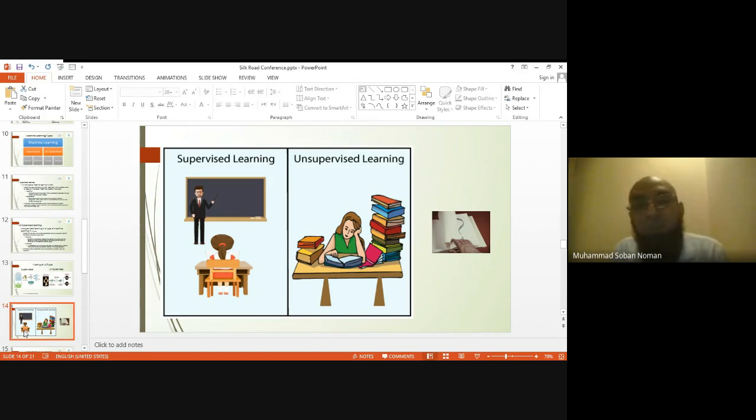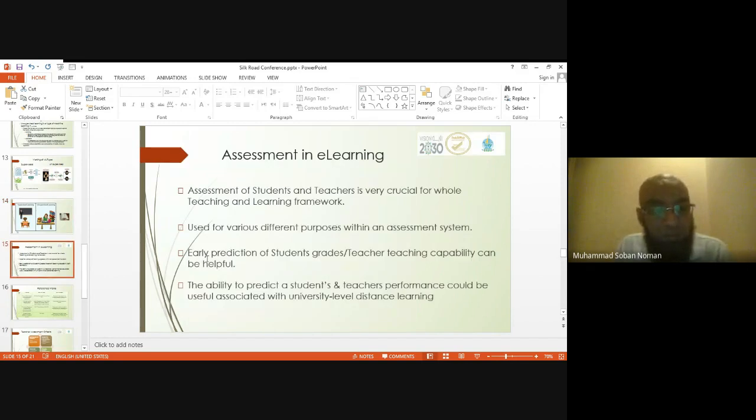In unsupervised learning, we may not propose it. Why? As per the diagram, you can see that a student might be learning some other things, so 1 plus 1 might not be equal to 2, because there is no supervision in that criterion. But of course, it is much nearer to artificial intelligence. So assessment in learning, as I said, is very crucial now, at least now, for every institution to have such a framework in their education institutes, not only for the student, but for the teacher as well.